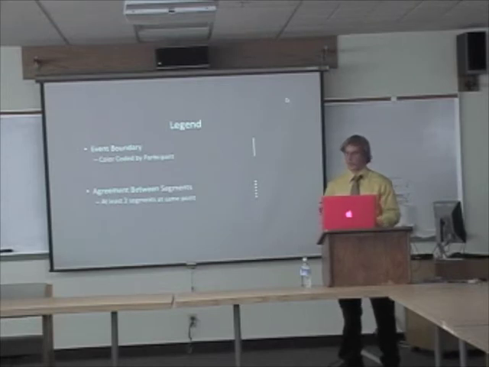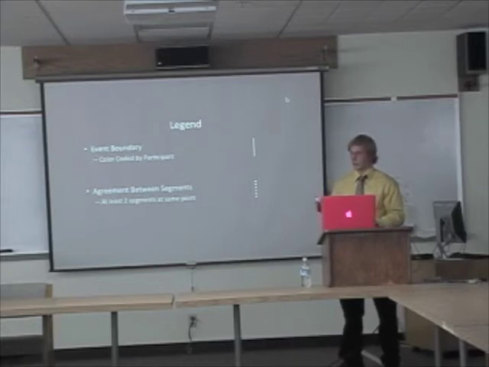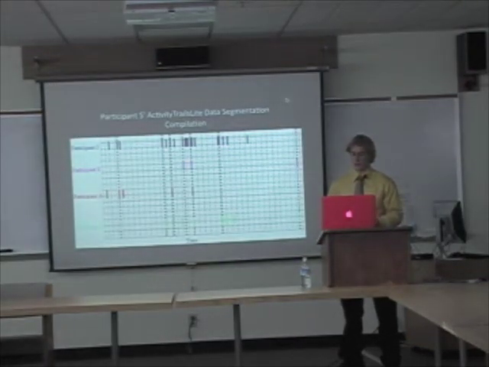And so I created a series of graphs. We have the event boundaries, which are color-coded by participant, and the dashed lines determine whether there's an agreement between participants on a segment. So here we have participant S's activity trails light data segmentation. You have participant S at the top, then participant E, participant A, and participant K.